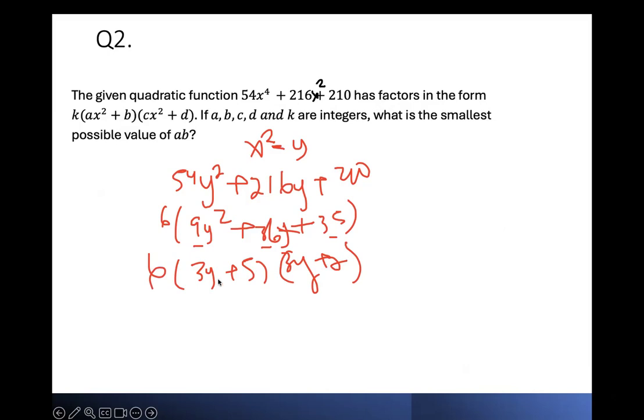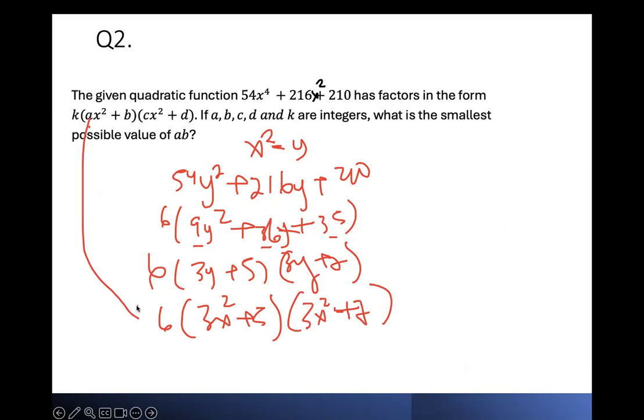Now, let's replace our y as s². So you have 3s² + 5, 3s² + 7. This looks like the same equation that we have in the form of this. So we've simplified this into this form.